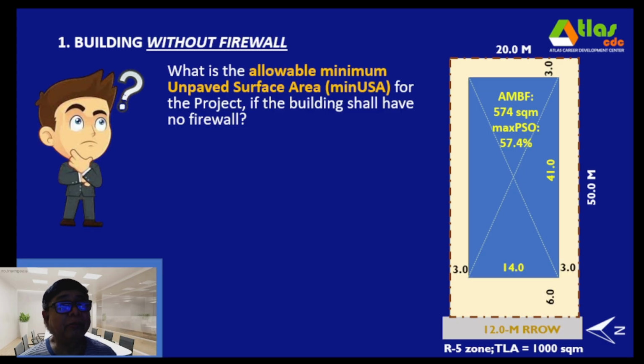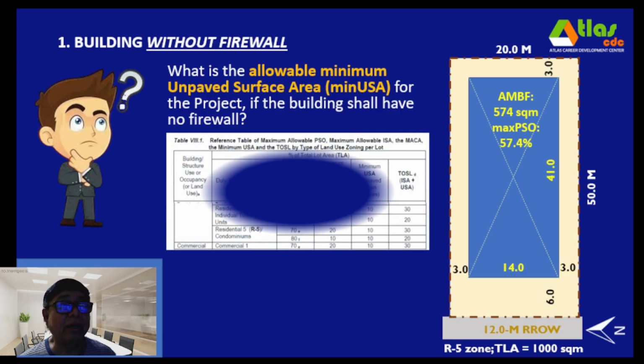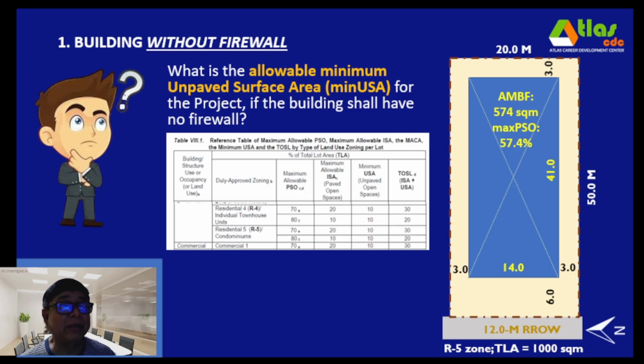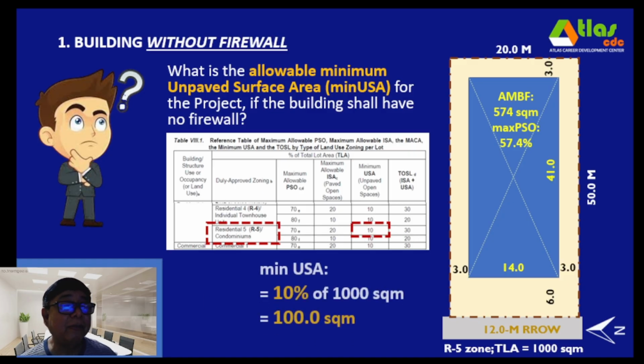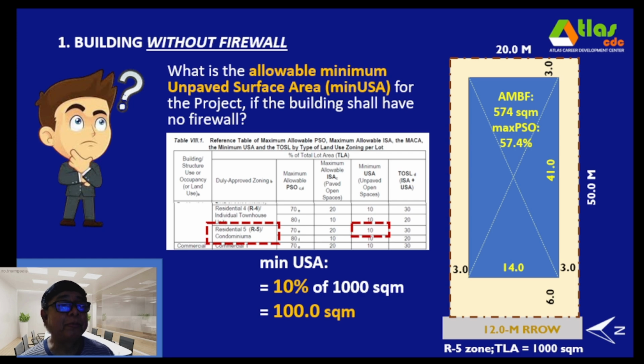So, for the minimum USA value, ang ano natin dito palagi, reference is table 8.1. So, we look at R5 here, minimum USA, this is without firewall na values. 10% of the TLA will give you a minimum USA of 100 square meters.